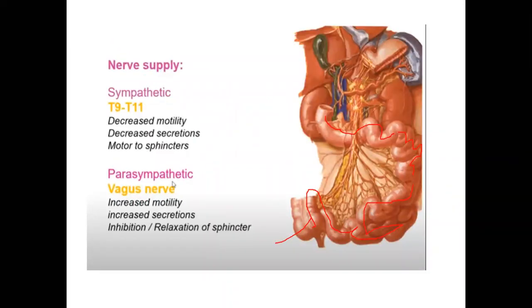T11. And the sympathetic nerves basically decrease the motility, constrict the sphincters, and decrease the secretion, while the opposite is the parasympathetic. That is, it will increase the motility, increase the secretion, and relax the sphincter, so the movement of the food will increase from the duodenum to the ileum.